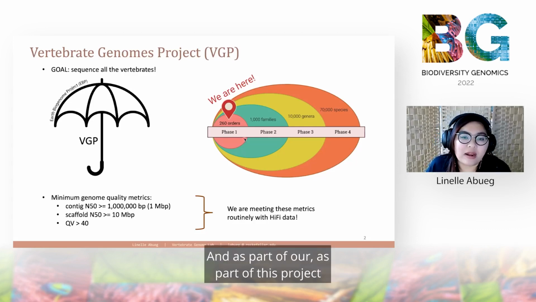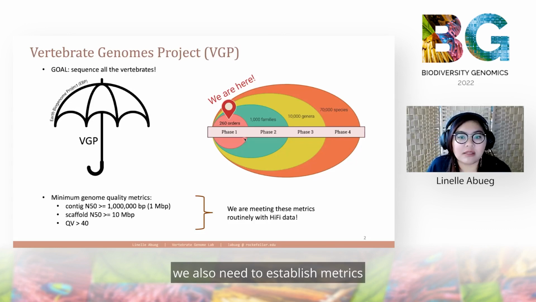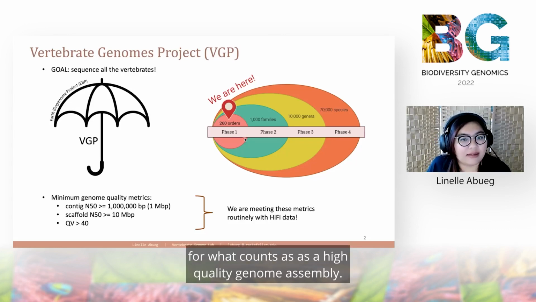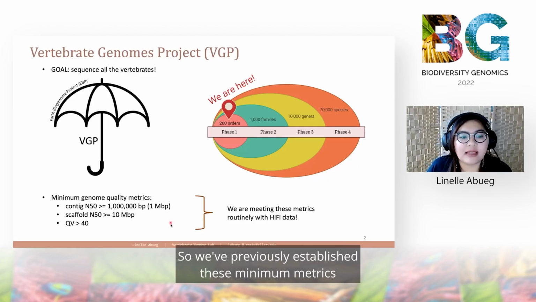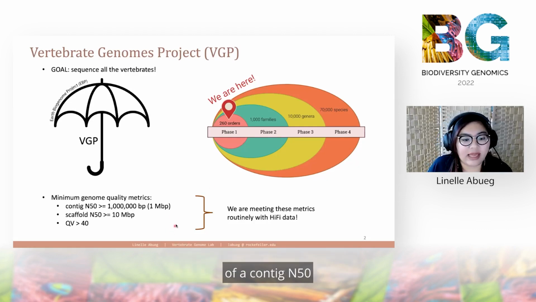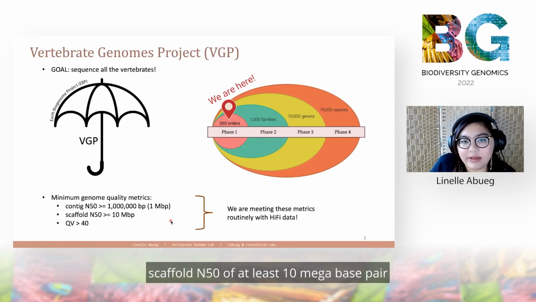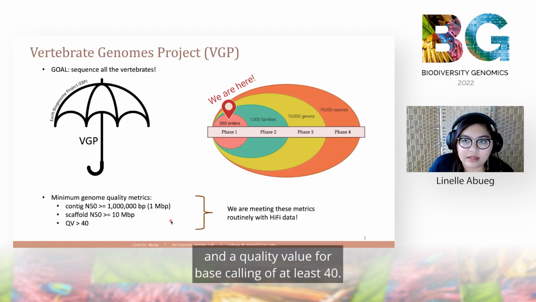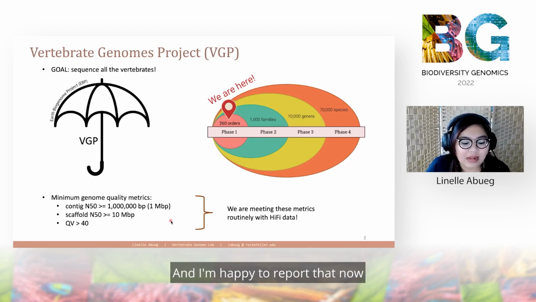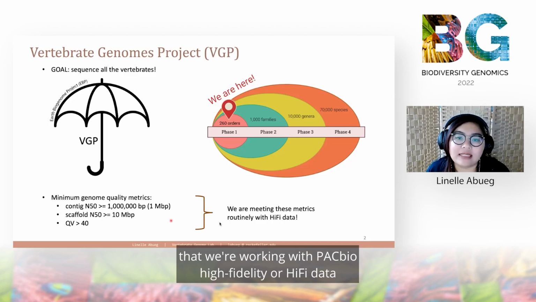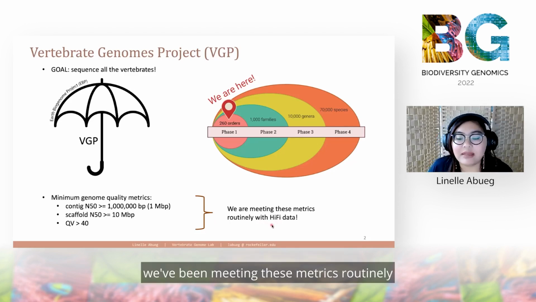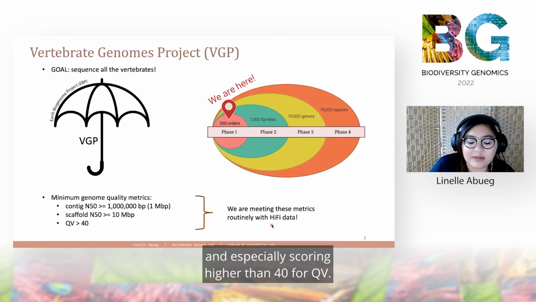And as part of this project, we also need to establish metrics for what counts as a high quality genome assembly. So we've previously established these minimum metrics of a contig N50 of at least 1 megabase pair, scaffold N50 of at least 10 megabase pair, and a quality value for base calling of at least 40. And I'm happy to report that now that we're working with PacBio high fidelity or HiFi data, we've been meeting these metrics routinely, and especially scoring higher than 40 for QV.